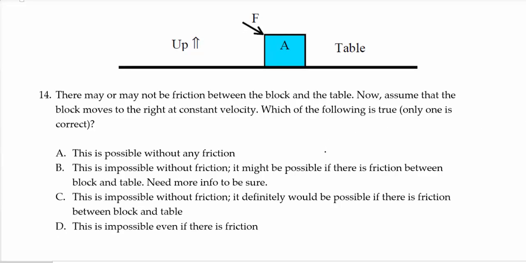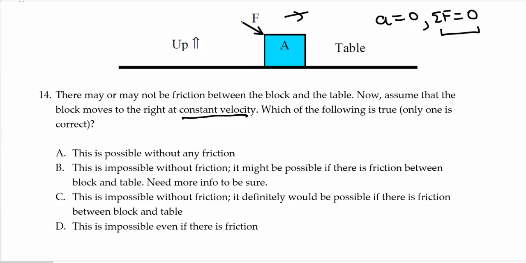14. There may or may not be friction between the block and the table. Now assume that the block moves to the right at constant velocity. Which of the following is true? Only one answer is correct. Now understand that when an object moves with a constant velocity, the acceleration is what? Zero. According to Newton's first law, a zero acceleration would mean that the net force acting on the object is what? Zero.